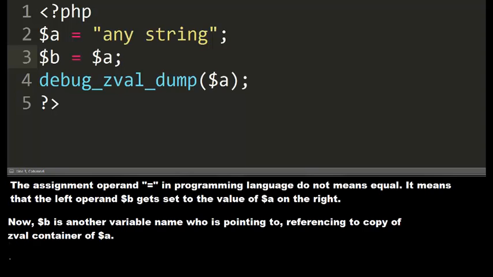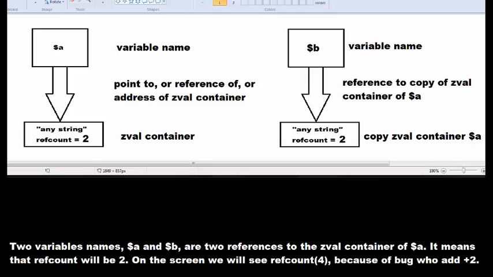The assignment operand equal in programming language doesn't mean equal. It means that the left operand, $b, gets set to the value of $a on the right. Now, $b is another variable name that is pointing to, referencing, a copy of the zval container of $a. Two variable names, $a and $b, are two references to the zval container of $a. It means that refcount will be 2. On the screen, we will see refcount 4 because of the bug that adds 2.